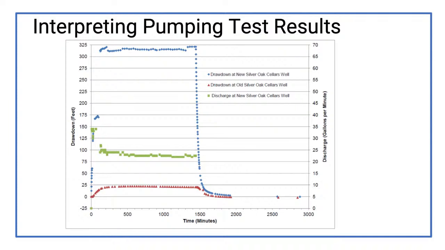What we're looking at here: the red is the drawdown at the old well, so we're using that as a monitoring well. The blue up above is the drawdown at the new well, and the green is the pumping rate at the new well. We can see our sustained pumping rate at a drawdown somewhere between 300 and 325 feet. We got stable drawdown. Our actual pumping rate was about 22 gallons a minute, which is far less than what they were hoping and expecting.